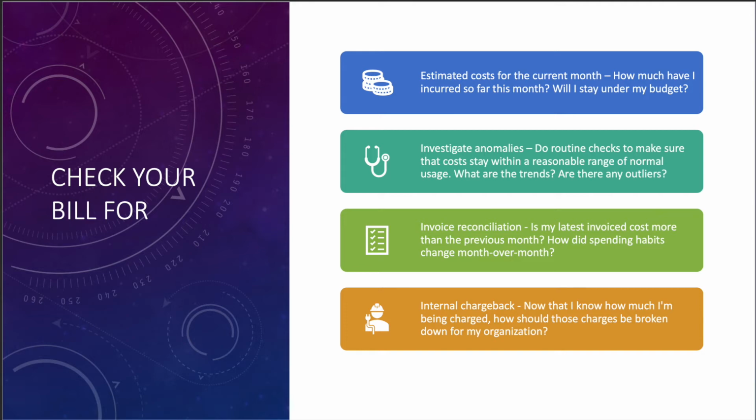Invoice reconciliation, make sure that your latest invoice costs are pretty much in line with what your spending habits are. And again, billing's a little bit different, but make sure that you really do check your billing and make sure that you are doing things the way that you normally do. And if there's an anomaly, go back and take a look at it. And also make sure that you've got internal chargebacks and how much you're being charged, how should those charges be broken down from our organization, and then who's actually footing the costs for those specific items.